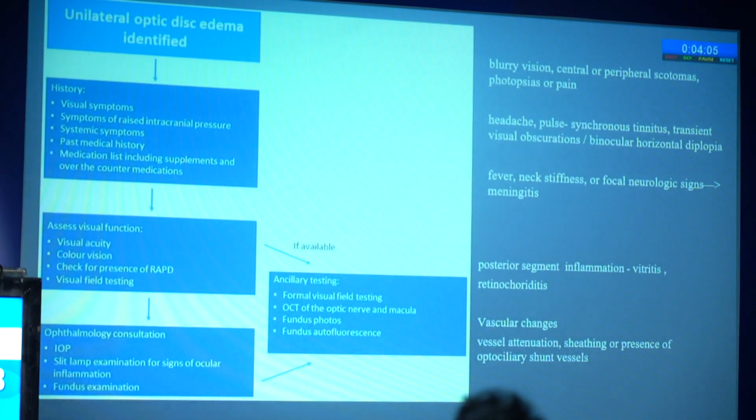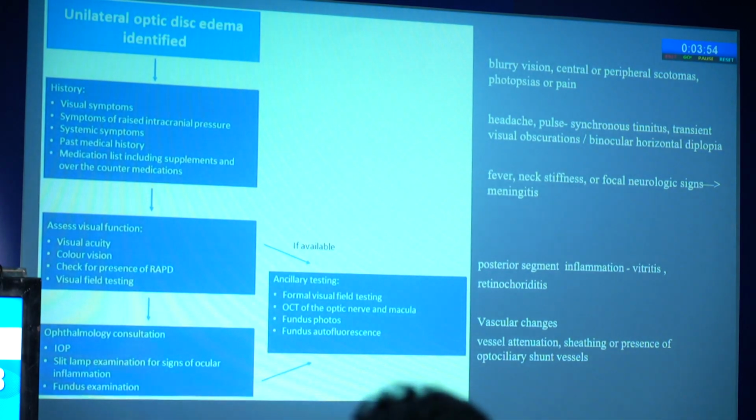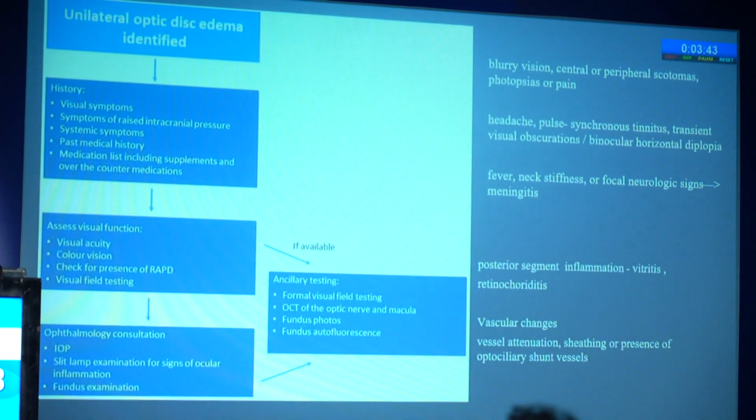fluid. So if you have a unilateral optic disc edema, you have to ask for any visual symptoms, whether it is blurry, whether scotomas are present or not, if the patient has any headache, if there is associated horizontal diplopia, and do rule out chances of meningitis with history of fever, neck stiffness, and so on. And then you can do your routine visual acuity examination, look at the fundus for associated inflammation, and look for vascular changes, whether it is attenuation or sheathing of the vessels.